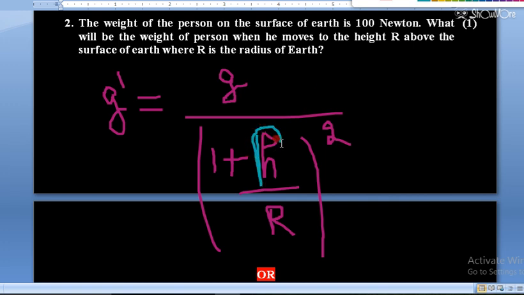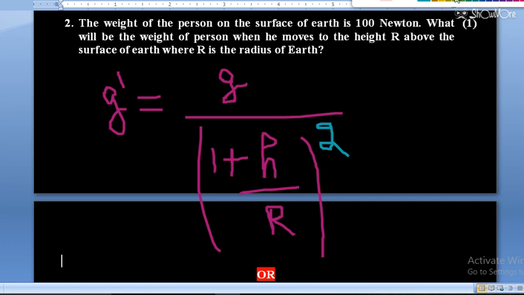This is the formula. And in place of h, you have to put the value r, because when the person moves to height r above the earth's surface, that means h is equal to r.